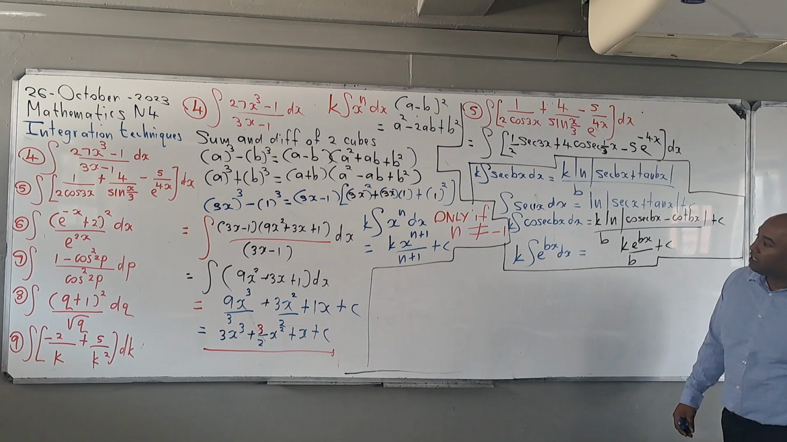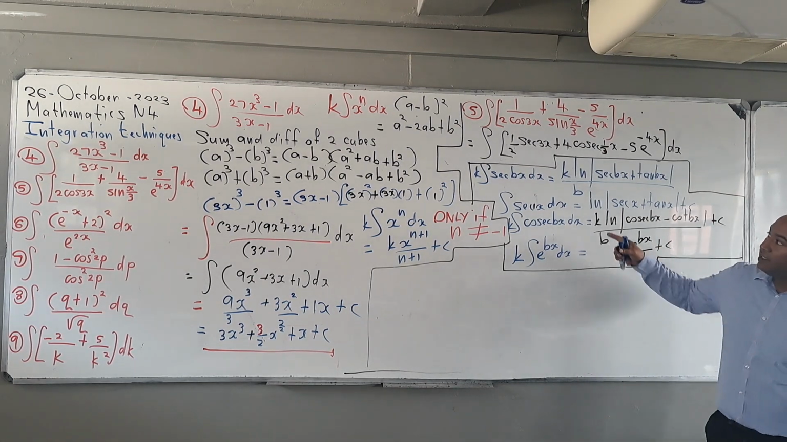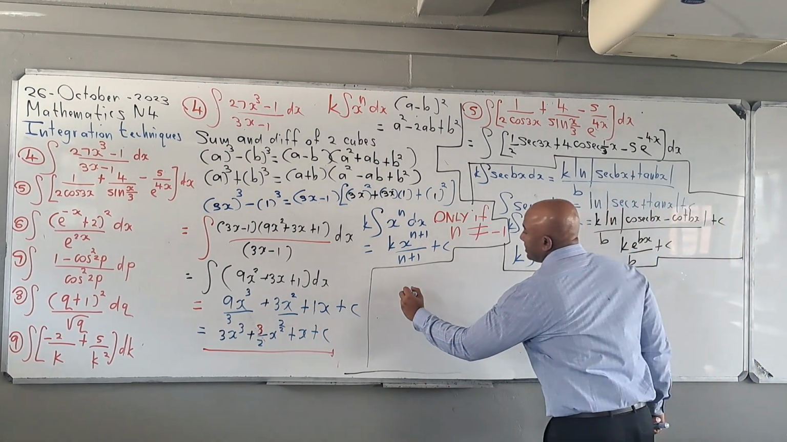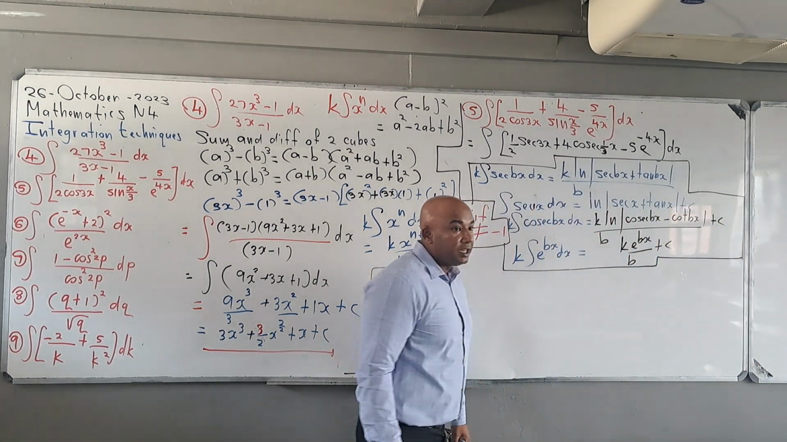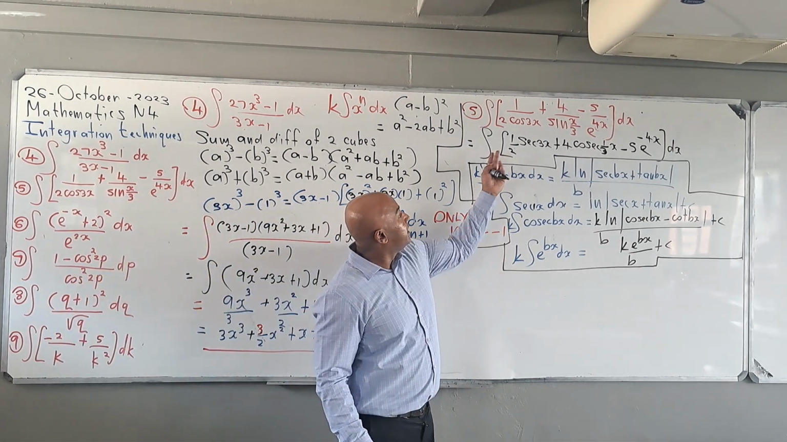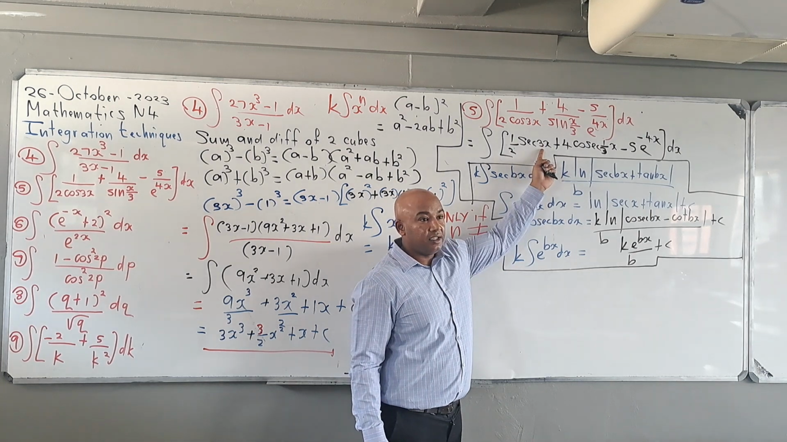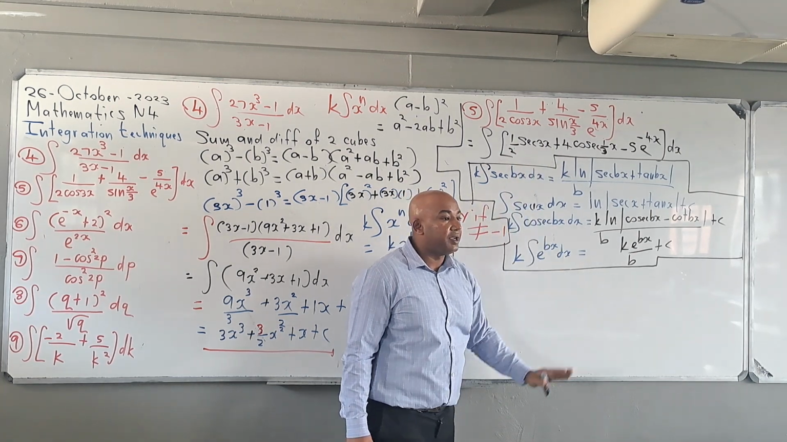So now let's take term by term. Right, so this is the information required. Let's take term 1. So I want to integrate half sec of 3x. That means my k is half. The b here is 3. You've got this in your head, you do it one time.